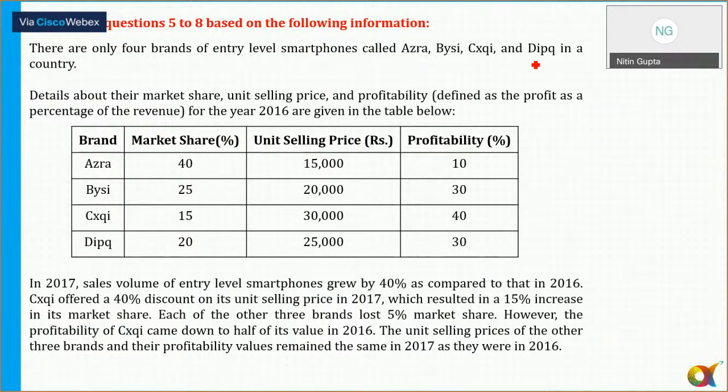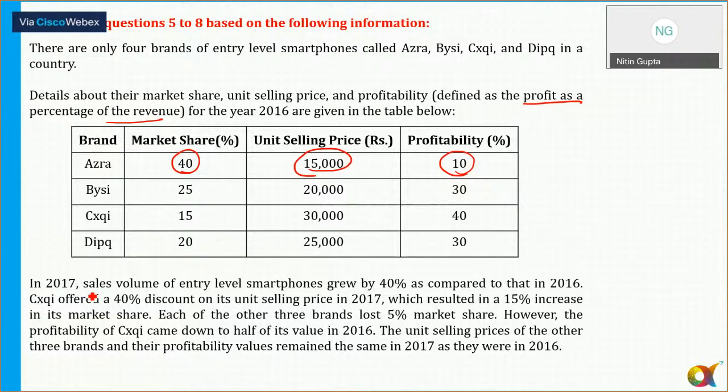We have details about their market share, unit selling price and the profitability. Now, an important definition: profitability is nothing but profit as a percentage of revenue. So if I say for Azra, market share is equal to 40, unit selling price is equal to 1500, and so on. And in 2017, lots of data are given.